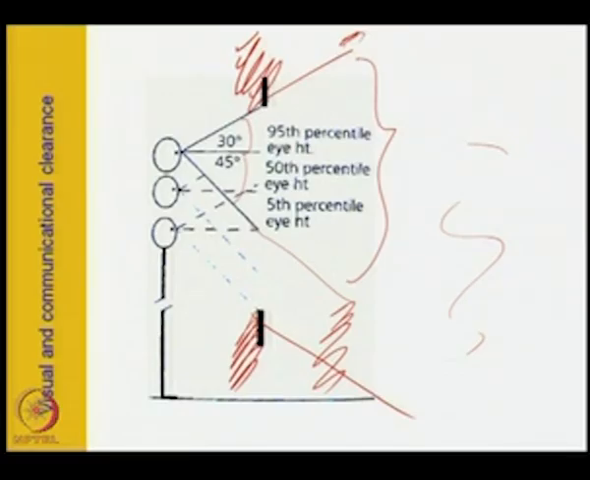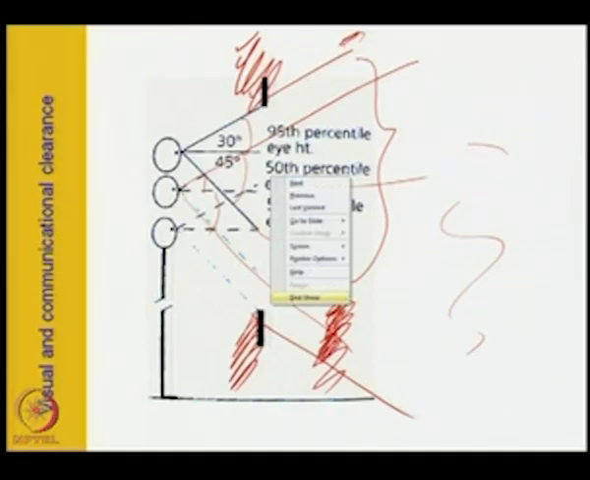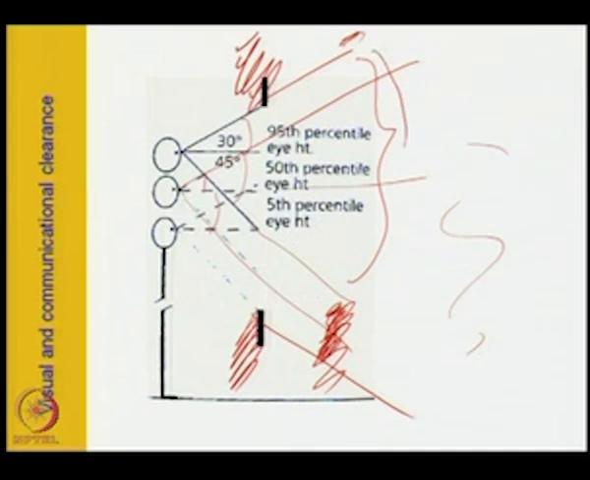but if a middle height person comes, a 50th percentile eye height person, for him this is the 30 degree and this is the 45 degree. So, what happens? The upper part is within his view, but a lower portion is being cut here, he cannot see it this way, because it is closed here. So, we can say that the total clearance will be till here, so that a tall person as well as an average height person can see both the things.